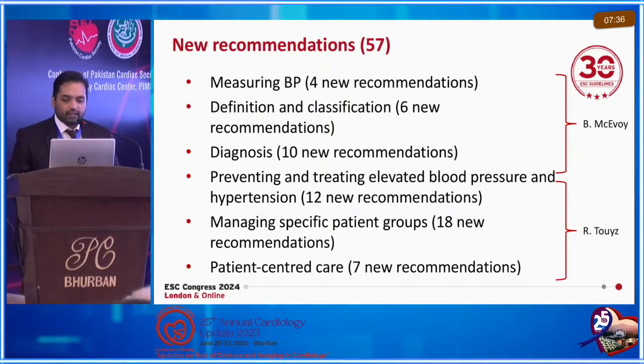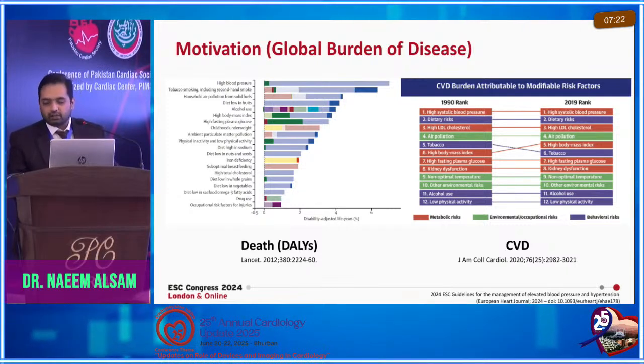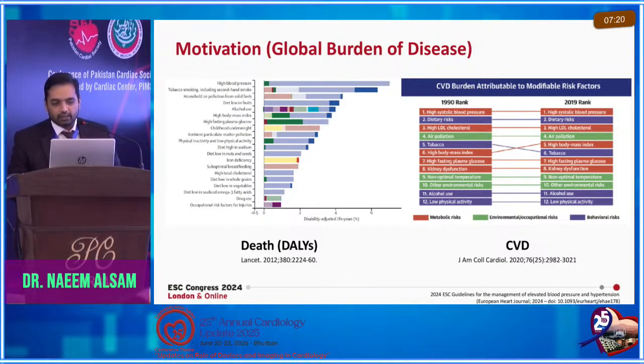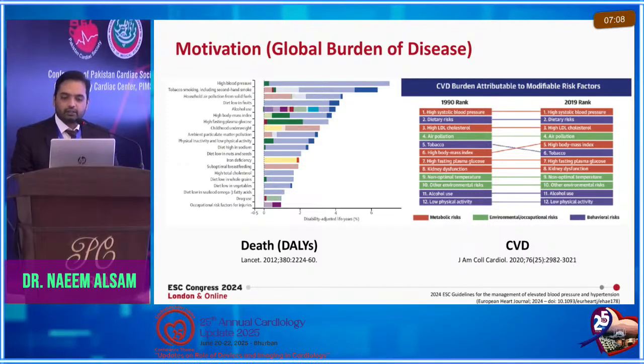These are the few categories in which recommendations have been changed: measuring BP, definition, classification, diagnosis, preventing and treating, management of specific age groups, patient groups, and patient-centered care. What was the reason to bring about the new guidelines? Hypertension is the leading cause of morbidity and mortality worldwide, and it is the top-ranking cardiovascular modifiable risk factor.